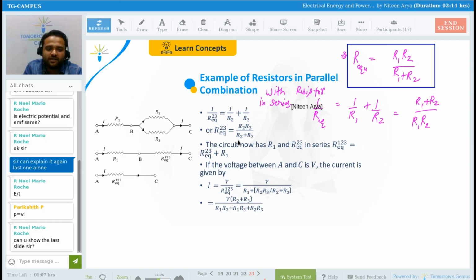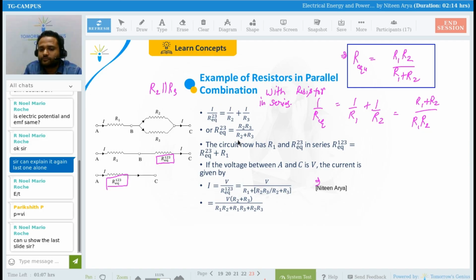Or you can say mixed combination. As you can see, this R2 or R3 in parallel. How can we write it down? R2 parallel R3, and this is in series combination with R1. So we first find R equivalent of 2, 3. That is R equivalent of 2, 3, and that is R equivalent of 1, 2, 3.